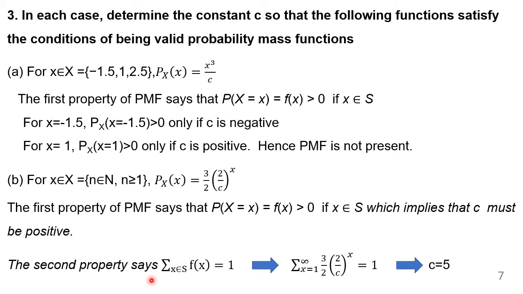We'll apply the second property. It says that sum of all the probabilities should be equal to 1. So it is x value varying from 1 to infinity, c times 3 by 2, 2 by 3 to the power x should be equal to 1. When we simplify this, we get the value of c is equal to 5.